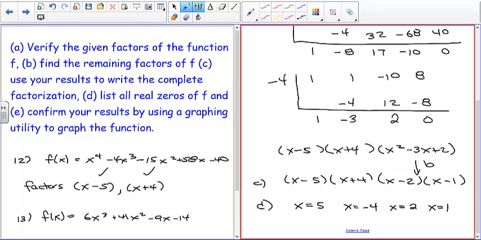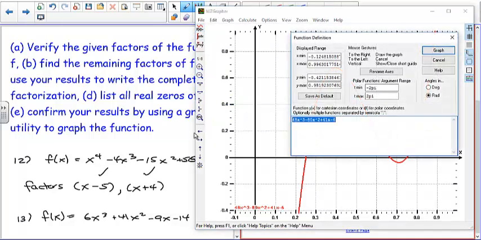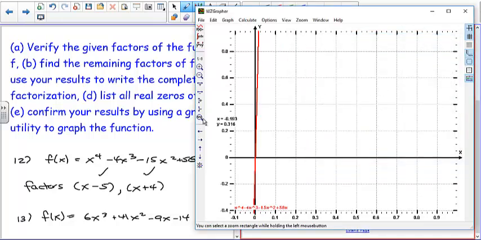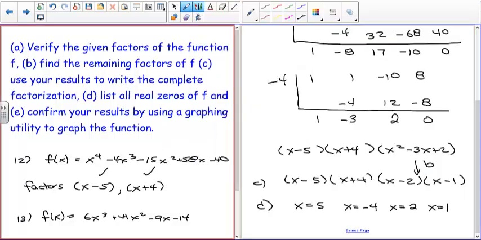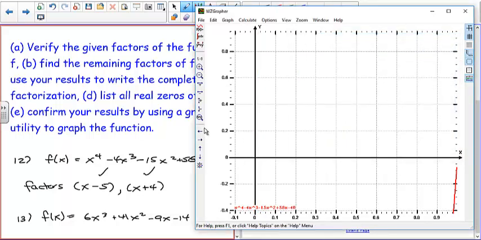And then the final thing we do is we plot this function and confirm that this is where the function crosses the x-axis. So let's go ahead and graph this function. x to the 4th minus 4x cubed minus 15x squared plus 58x, and I forgot what the last thing is, minus 40. Minus 40. So we graph that. We got to go back to standard.